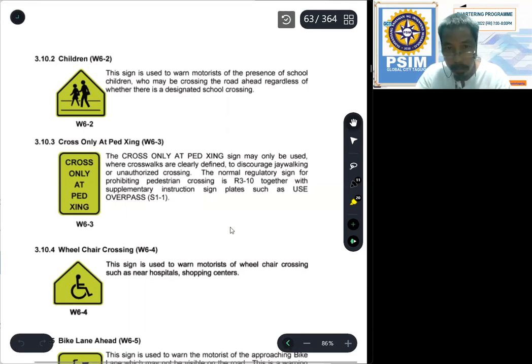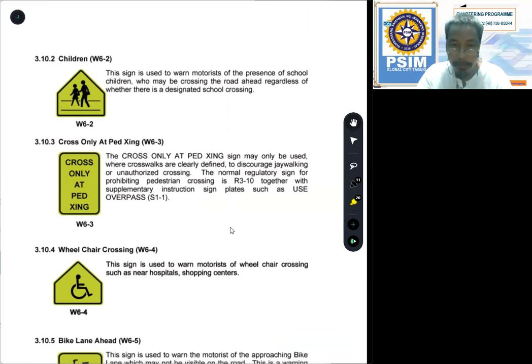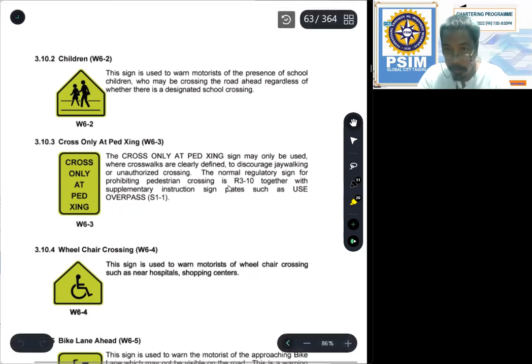Next is W6-3, which is the symbol for cross only at pedestrian crossing. The cross only at pedestrian crossing sign may only be used where crosswalks are clearly defined. So there is a symbol on the pavement. There is a sign to discourage jaywalking or unauthorized crossing.